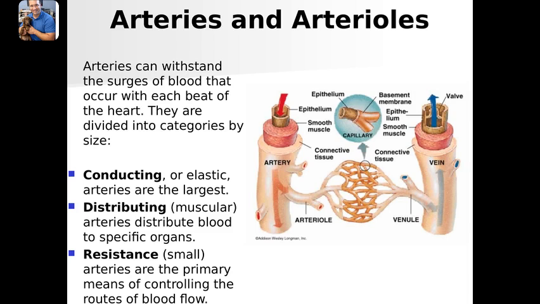Finally, the resistance arteries are small, and you might call these arterioles. They're going to be like the terminal branches that are going to plug into the various types of A&P there. And so their dilation and constriction is going to allow us to service all of the anatomy. All right. And once the resistance arteries end, the capillaries pick up.